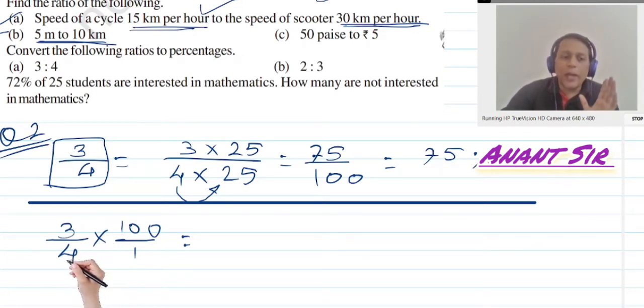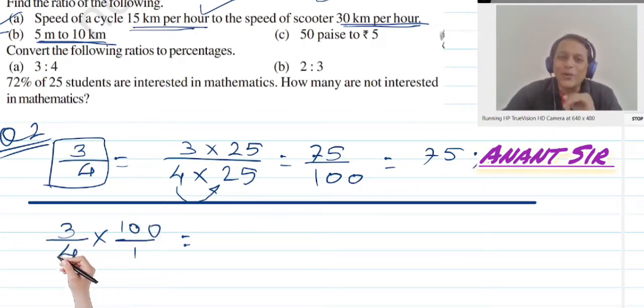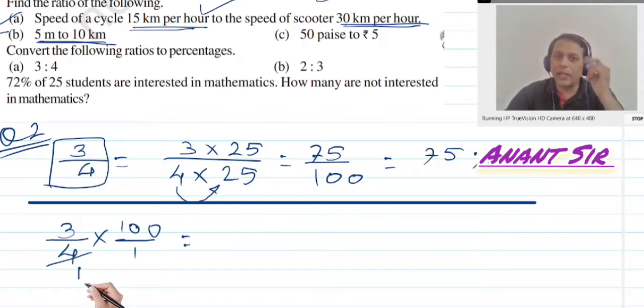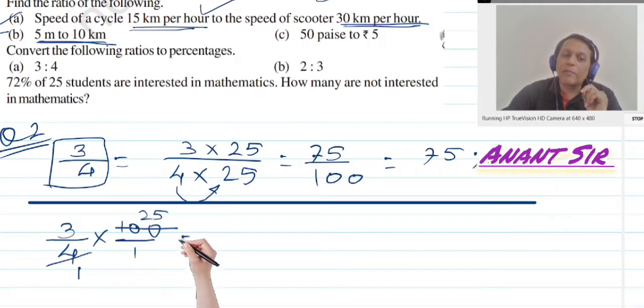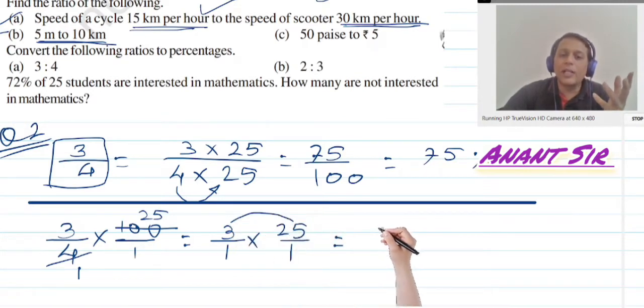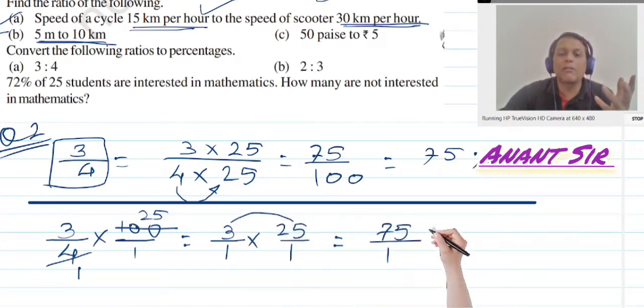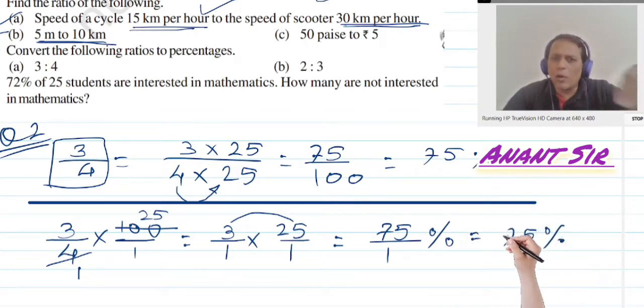Okay. So I can divide 4 and 100 by 25. Oh, sorry, not 25, by 4. So I am going to divide both 4 and 100 by 4. So 4 ones are 4. When I divide 4 by 4, I get the answer as 1. And when I divide 100 by 4, I get the answer as 25. Now what is remaining here? 3 by 1 into 25 by 1. So it's 25 3s are 75 upon 1 1s are 1. That is 75%. You can leave the denominator 1 as it is.